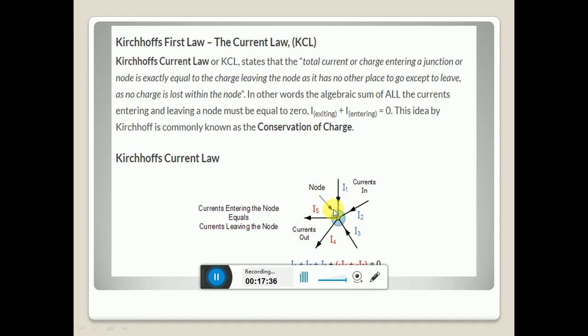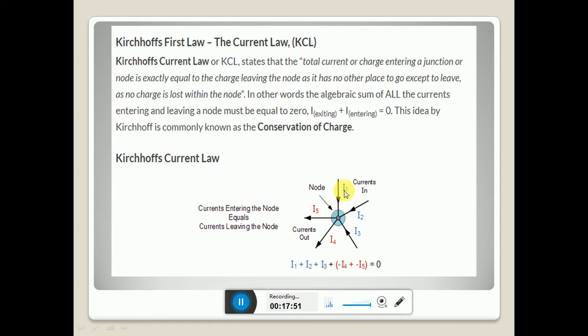If you see this diagram, I1 is entering into the node, meaning junction, I2 is entering into this, I3 is also entering. I4 and I5 are leaving out of the junction. So I can write the currents entering into the junction as positive, I1 plus I2 plus I3, equal to the currents leaving out of this junction as I4 plus I5. If you want to write it as an algebraic sum, I1 plus I2 plus I3 minus I4 minus I5 equal to 0. Here the minus sign indicates that the currents are leaving out of the junction. That is Kirchhoff's current law.